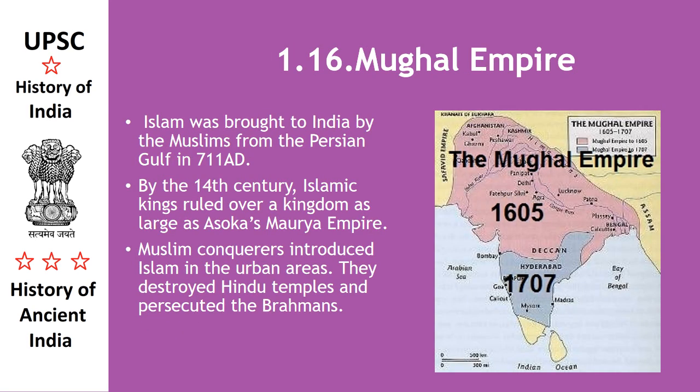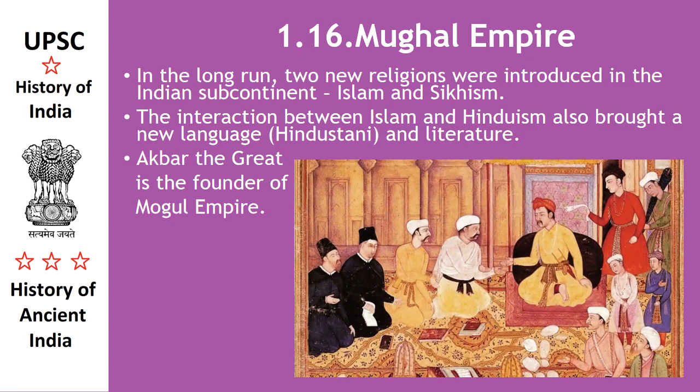Mughal Empire. Islam was brought to India by the Muslims from the Persian Gulf in 711 AD. By the 14th century, Islamic kings ruled over a kingdom as large as Ashoka's Maurya Empire. Muslim conquerors introduced Islam in the urban areas. They destroyed Hindu temples and persecuted the Brahmins. In the long run, two new religions were introduced in the Indian subcontinent, Islam and Sikhism. The interaction between Islam and Hinduism also brought a new language, Hindustani, and literature.